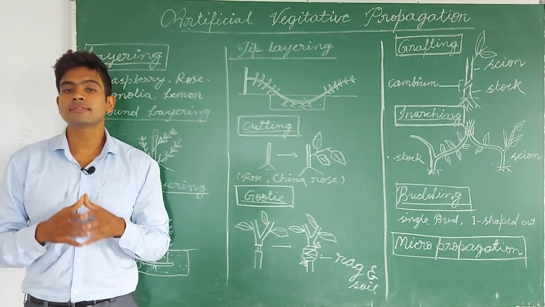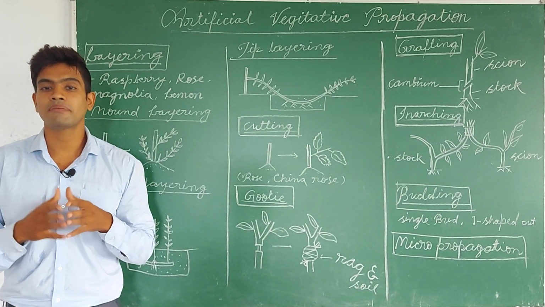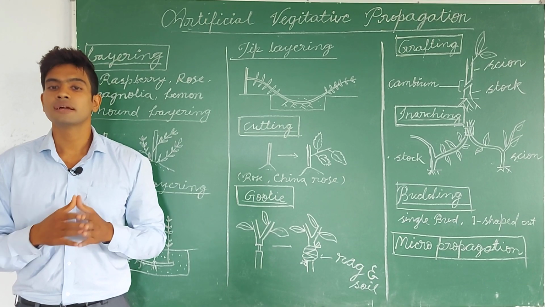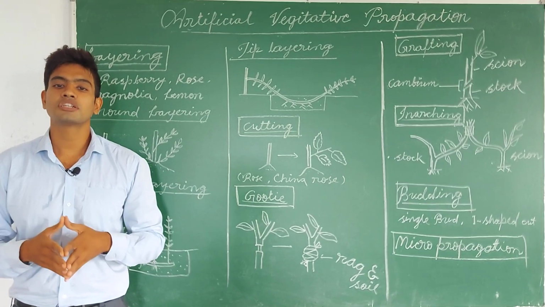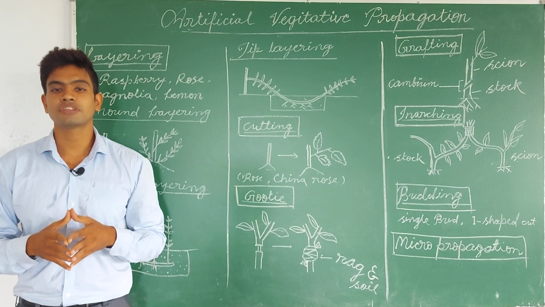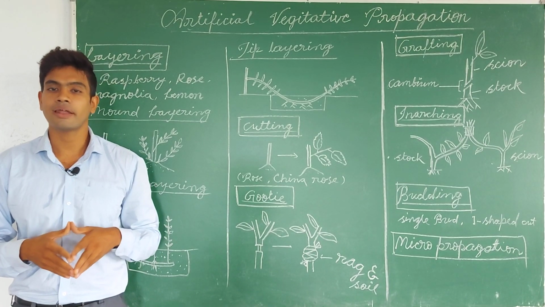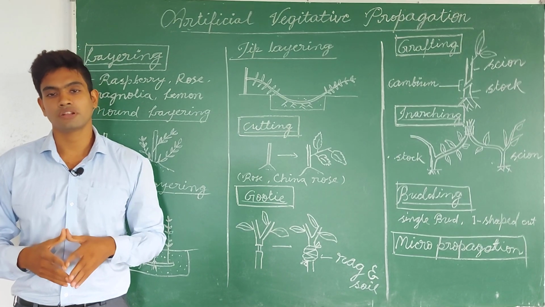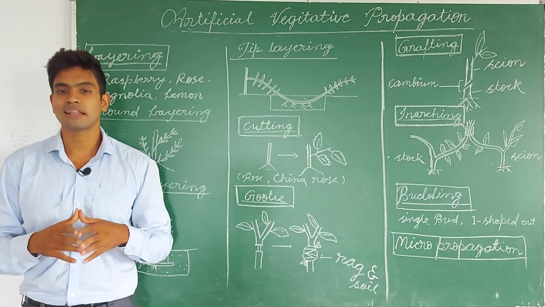Now, there are mainly 7 modes or methods by which artificial vegetative propagation is done. They are layering, cutting, gooti, grafting, enarching, budding and micropropagation. Let's deal with all of them one by one. So, let's first see the layering.